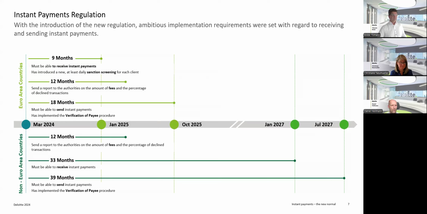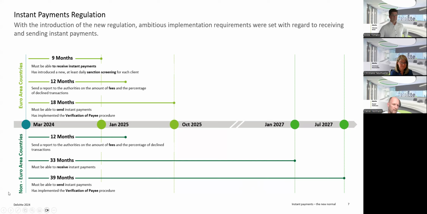So you have 33 months to be able to receive instant payments and perform the daily sanction screening, and you have 39 months, or October 2027, for the ability to send instant payments in Euro and have the verification of payee procedure in place.